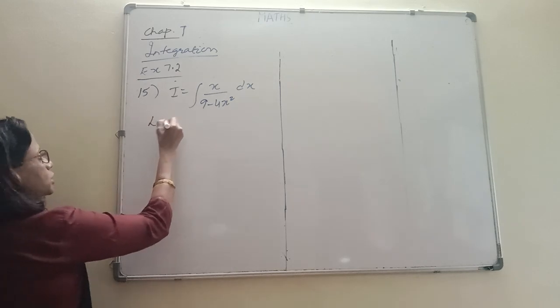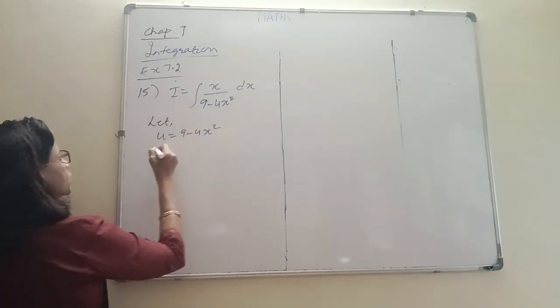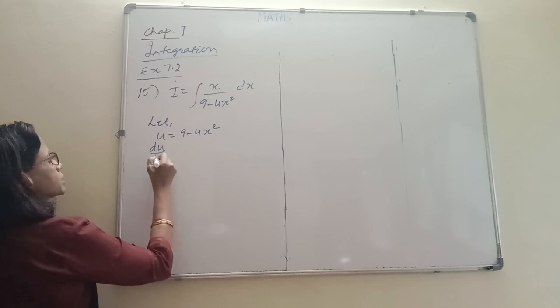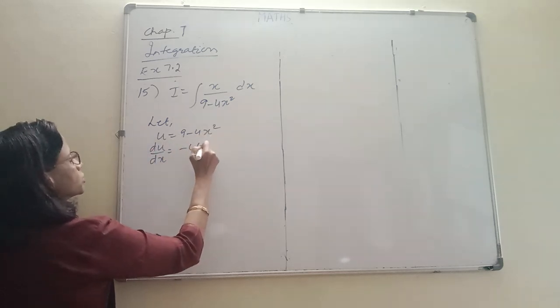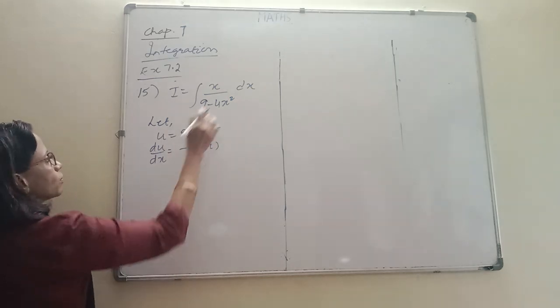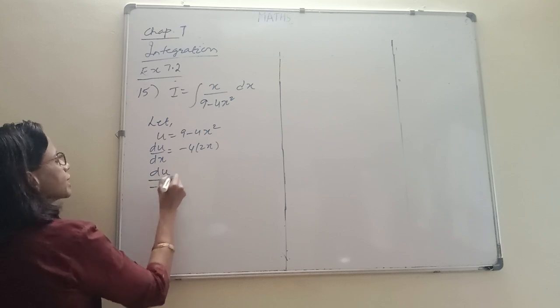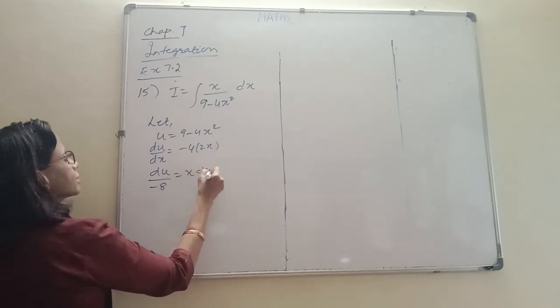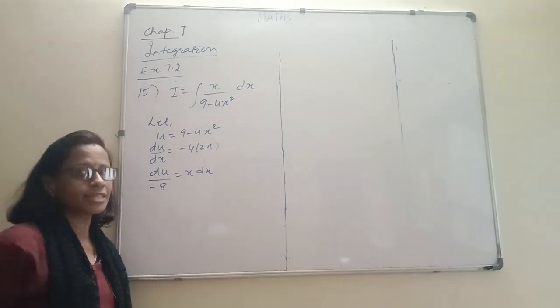So let's right away go with the substitution. Let u be 9 minus 4x squared. So when you take the derivative, du over dx is going to be 9 has no derivative, derivative of x squared is going to be 2x, so that's going to be minus 8x. And since we require the x dx, let's bring the minus 8 to the other side and retain the x there, so that you get du over minus 8 to be x dx.